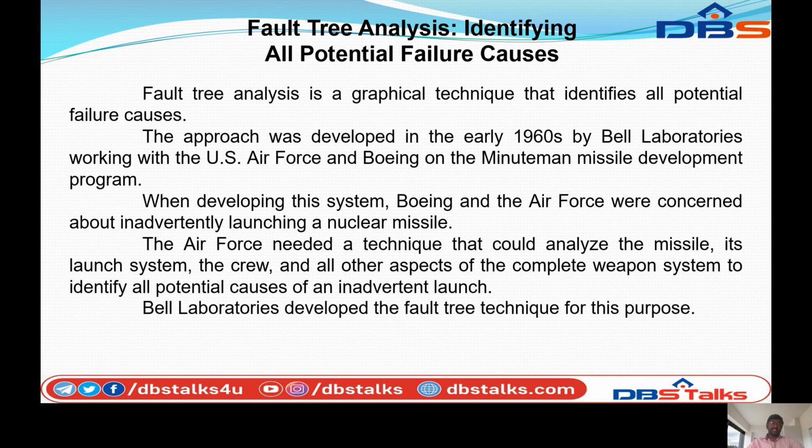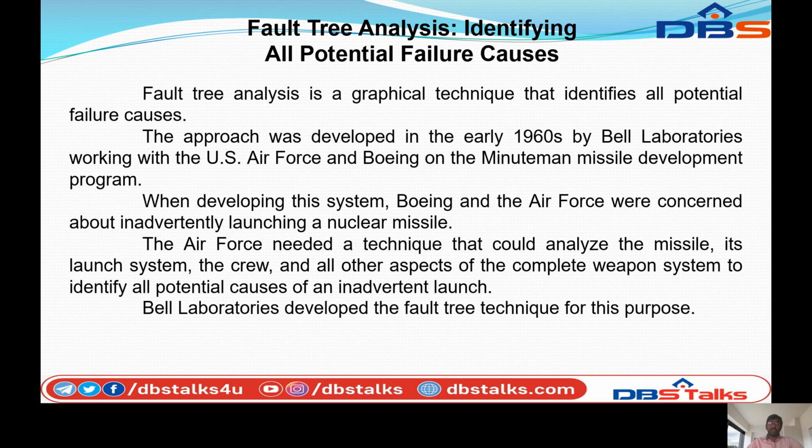Fault tree analysis is a graphical technique that identifies all potential failure causes in a particular problem. The approach was developed in the early 1960s by Bell Laboratories, working with the U.S. Air Force and Boeing on the Minuteman missile development program.